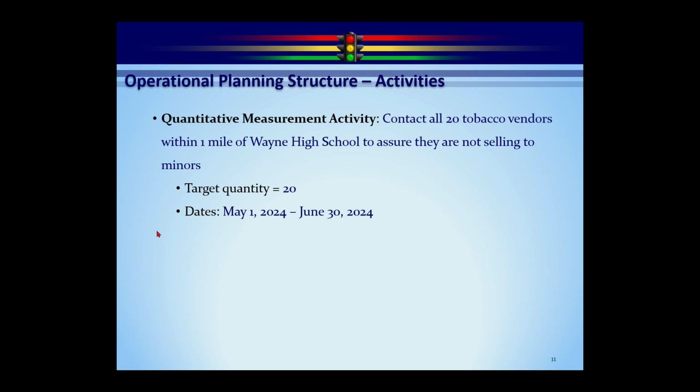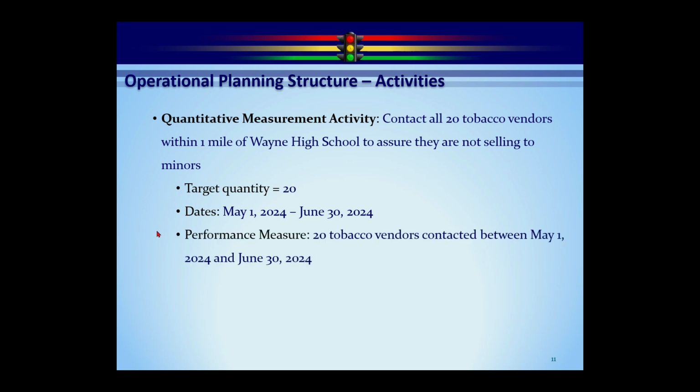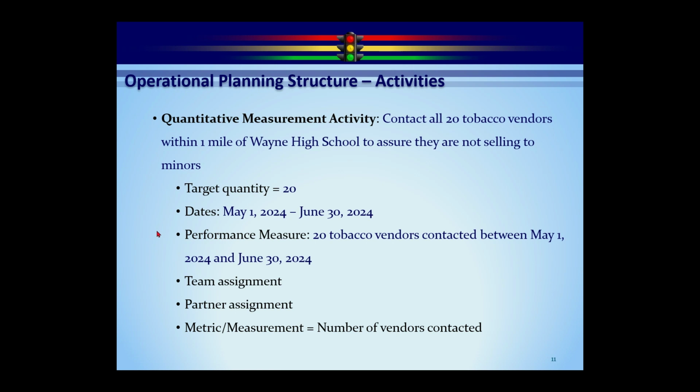Just like the project-based activities, it can have a beginning and ending date. Because we have a little bit more information, we can create the performance measure. In this case, 20 tobacco vendors contacted between May 1 and June 30th, 24. And then again, our team and partner assignments, and our metric is simple. How many vendors did we contact? So those are the three types of activities and the three activities we're going to be working with today.